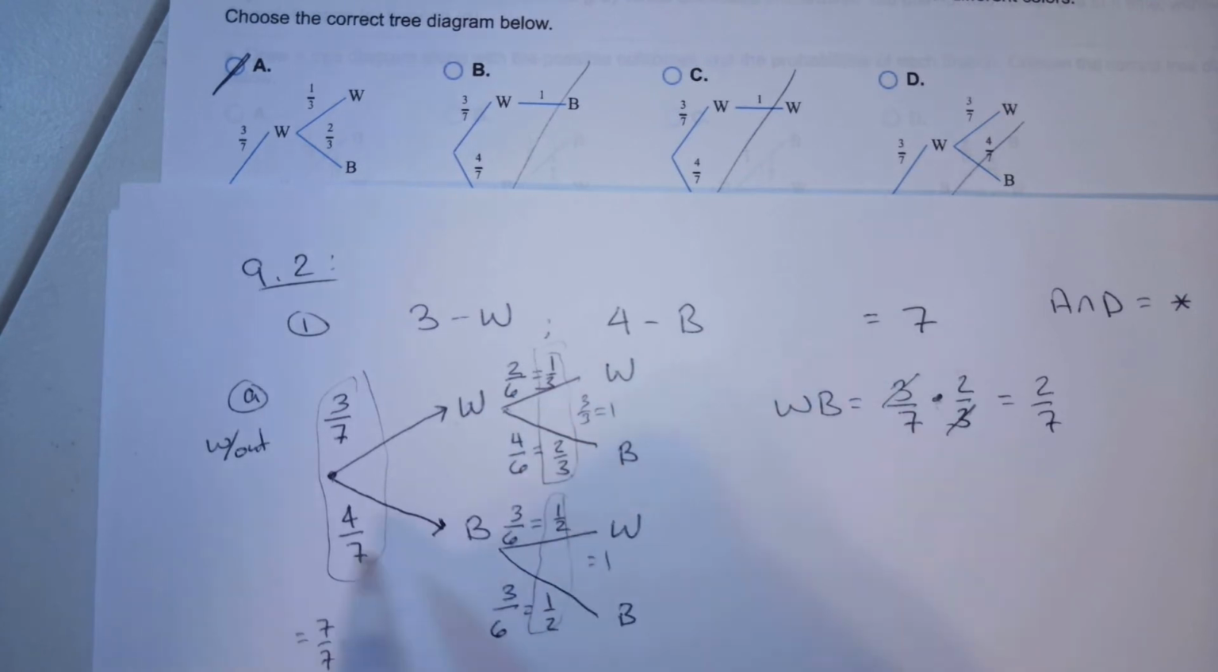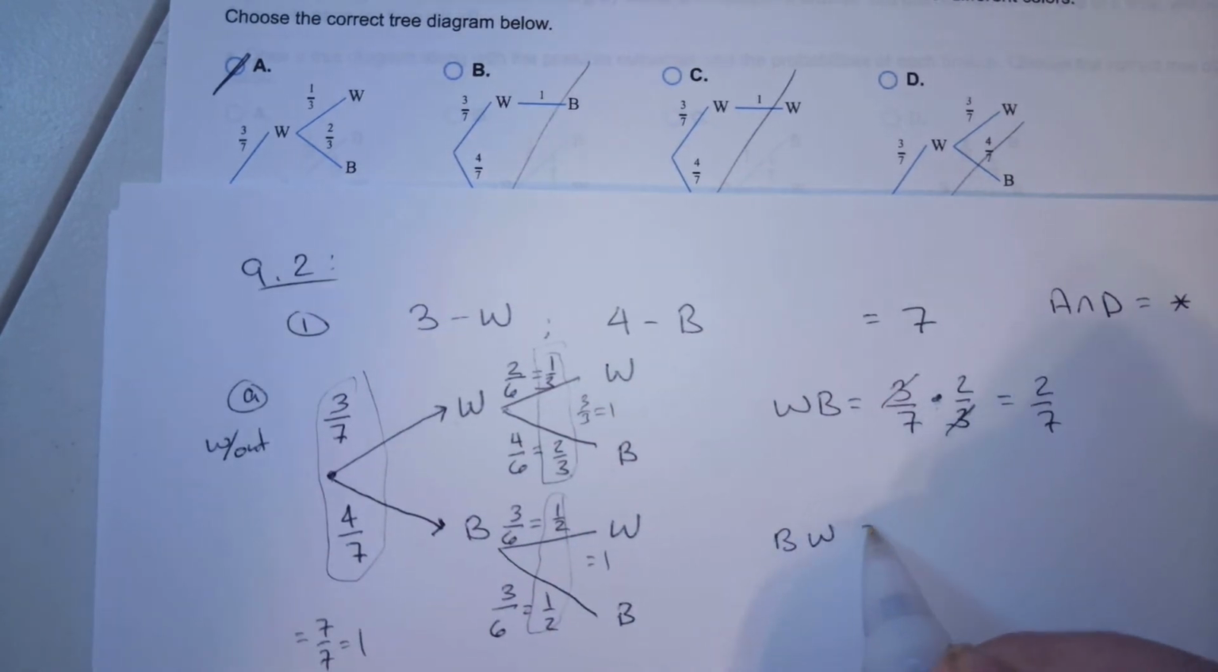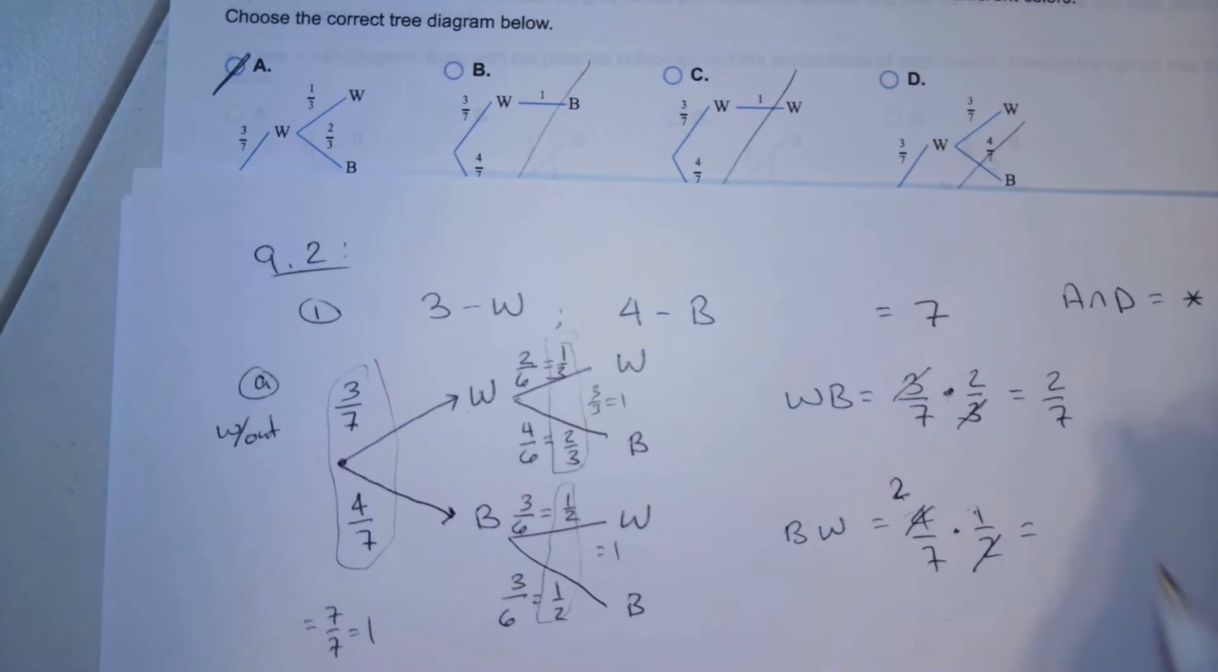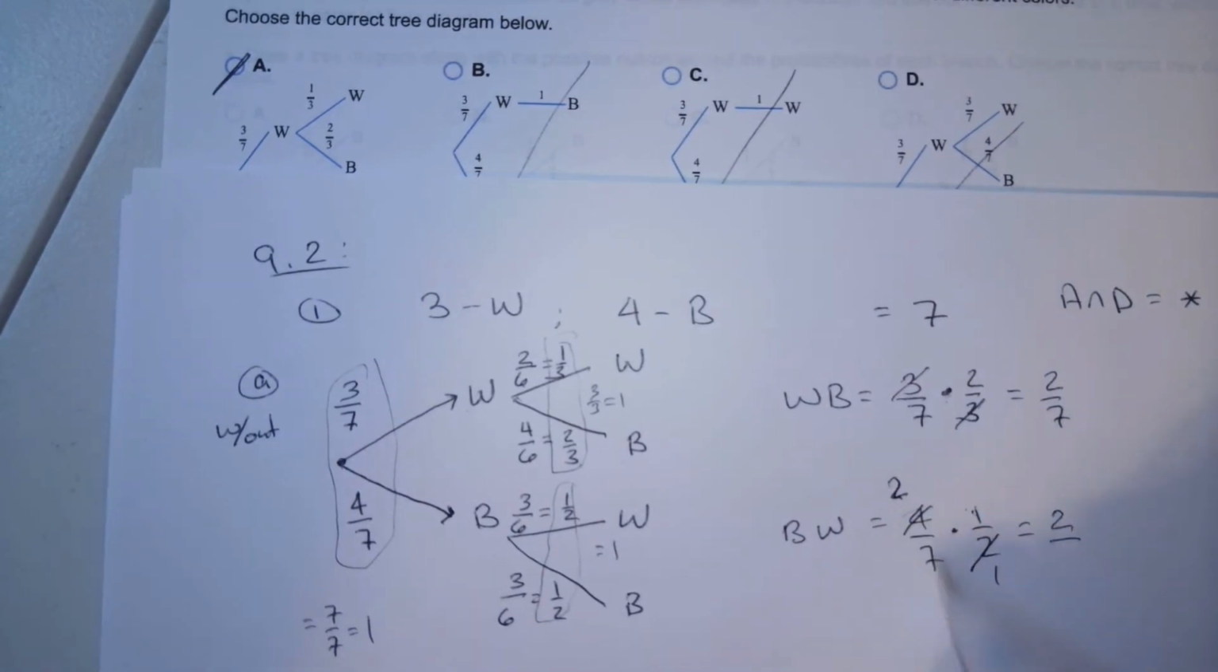But we also go black and white. So that's 4 over 7 for the first one, and then times 1/2. Whenever you multiply fractions, always simplify first. So the 2 goes into the 4. We have 2 times 1, which is 2 over 7.